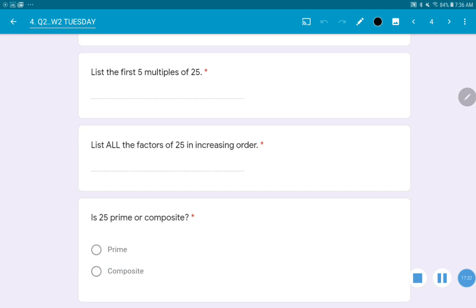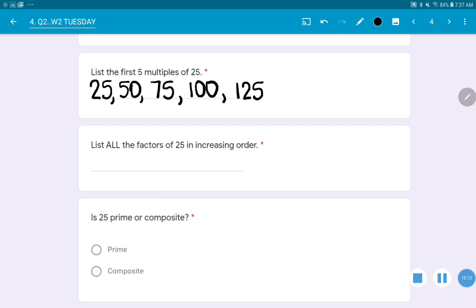Next, we're listing the first 5 multiples of 25. So we're skip counting by 25. Thinking about quarters here. 25, 2 quarters would make 50 cents. 3 quarters would make 75 cents. 4 quarters makes $1 or 100 cents. And 5 quarters would make 125 cents or $1.25. So that kind of thinking about quarters helps me to think about multiples. Remember, you're always wanting to look for those strategies that are going to make things easier for you.